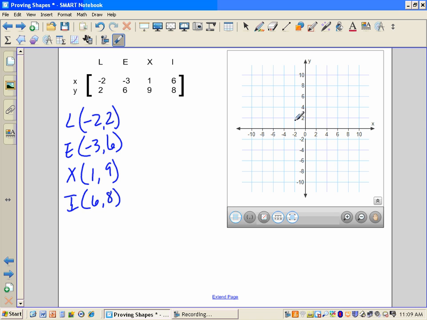So if L is negative 2, 2, here's L. E is negative 3, 6. X is 1, 9. And I is 6, 8. And draw the lines. LEXI. Looks like a trapezoid.